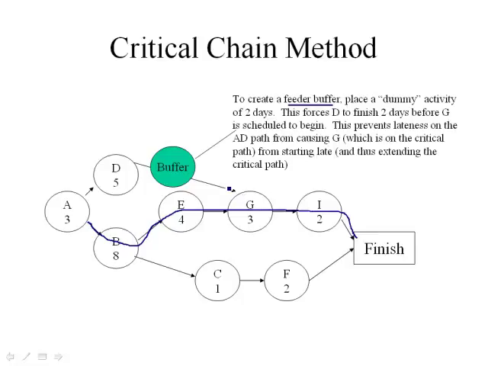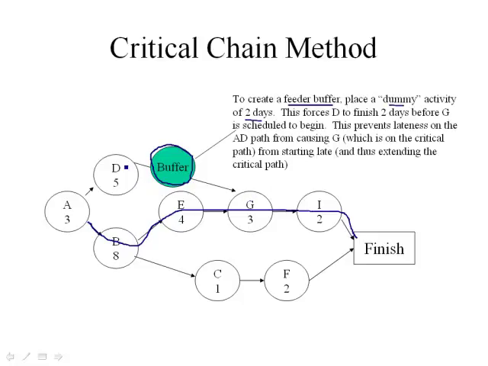So what we can do is buffer any activity that feeds the critical path, and here activity D would be such an activity. One way we might do that is to build in a dummy activity of, let's just say, 2 days here, and that's going to force activity D to finish 2 days before G is scheduled to begin. So it's going to give us a 2-day buffer here, really decreasing the probability that anything going wrong on D is going to impact G.